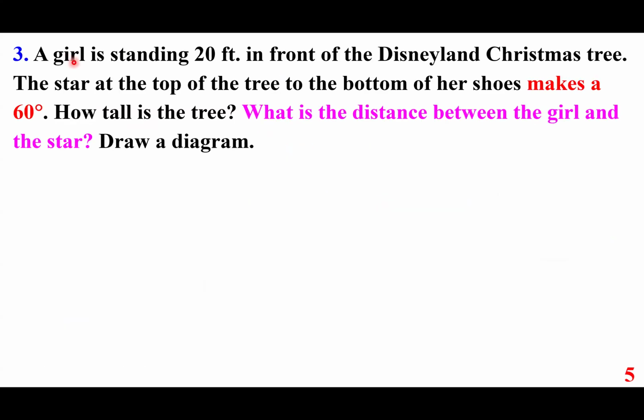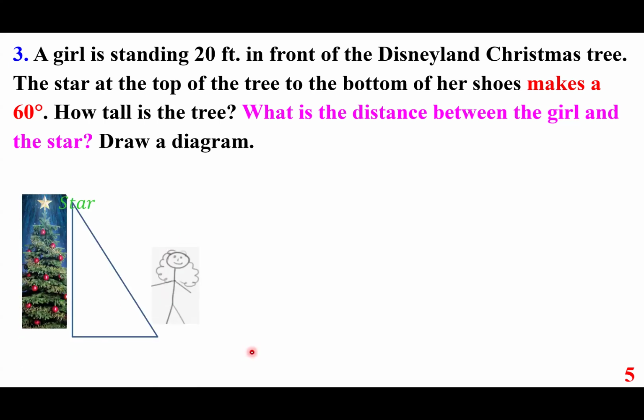A girl is standing 20 feet in front of the Disneyland Christmas tree. The star at the top of the tree to the bottom of her shoes makes a 60-degree angle. How tall is the tree? What is the distance between the girl and the star? Make sure you draw a diagram. This question cannot be done without the diagram and defining your variables.